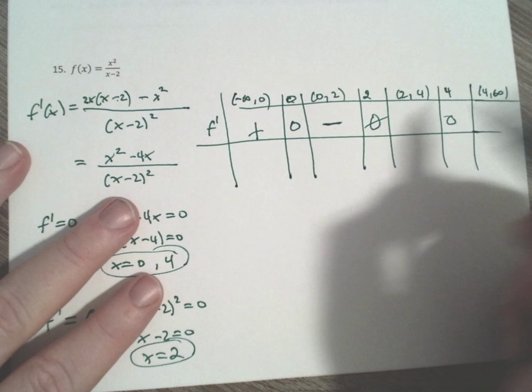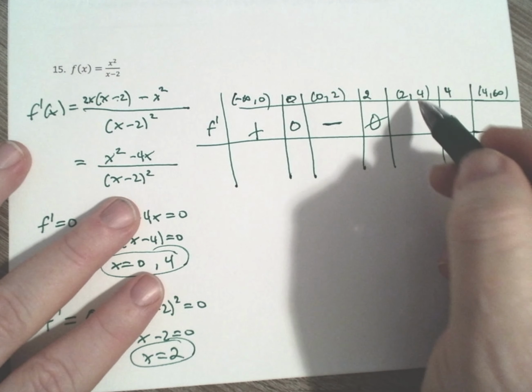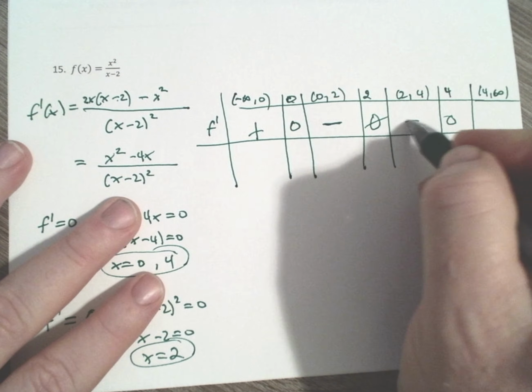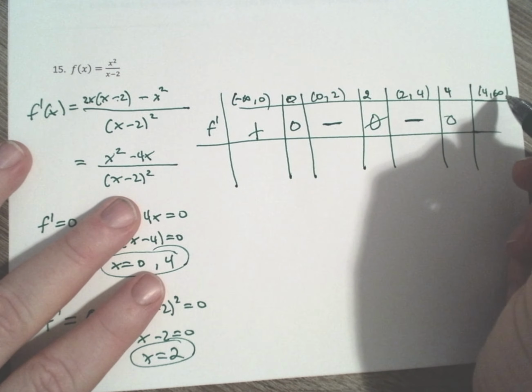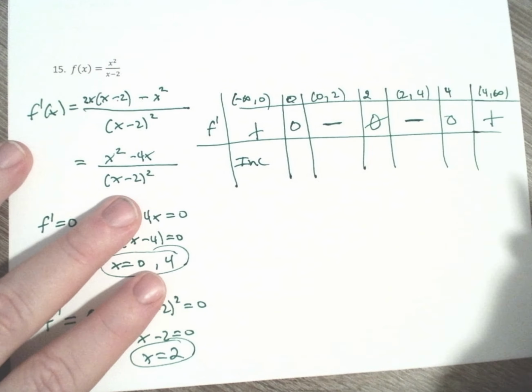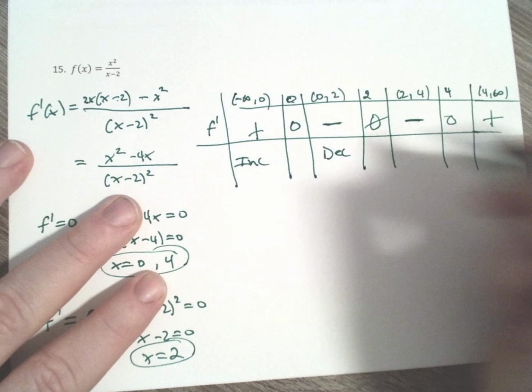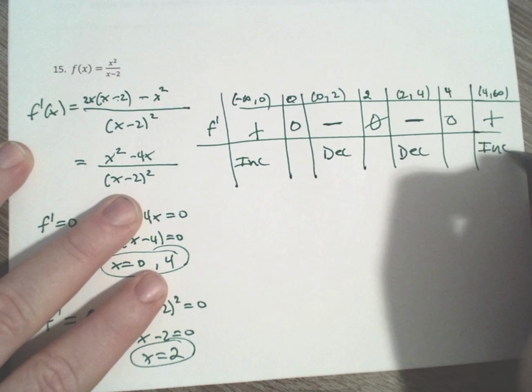Make sure you're plugging in numbers, because typically it alternates, but not always. And in this case, it does not. If I pick a number in between 2 and 4, I again get negative. And then if I pick a number larger than 4, I get positive. So here I'm increasing, here I'm decreasing, here I'm decreasing, and here I'm increasing.